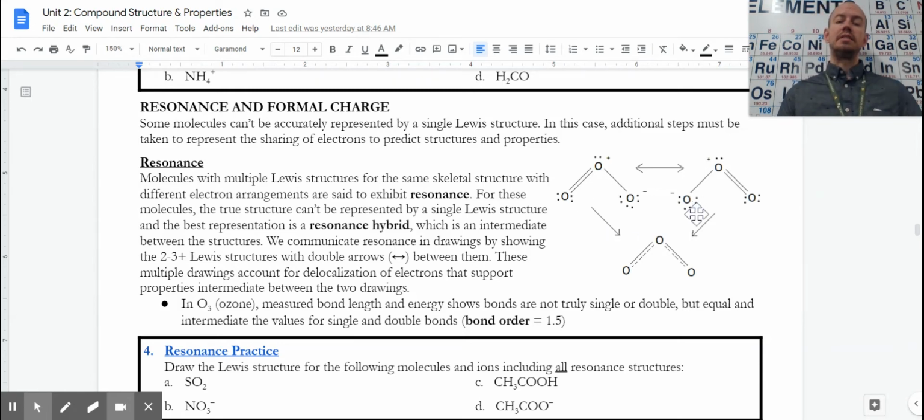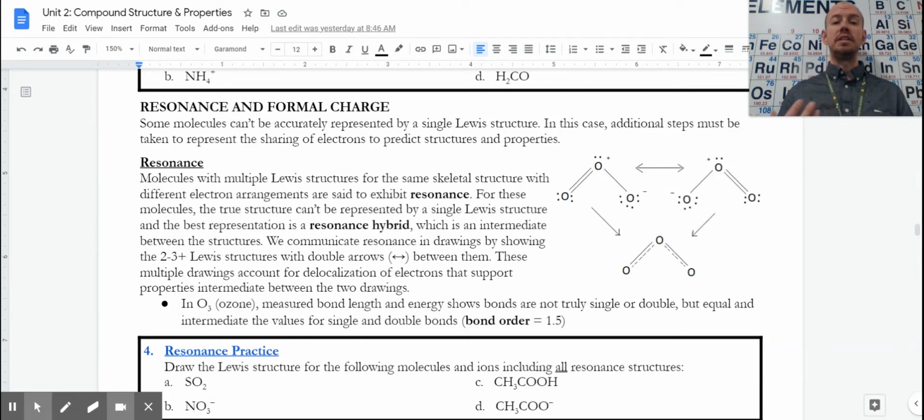O3 or ozone is an example of that. When you go through the steps, you may choose to put a double bond on the left, you may choose to put a double bond on the right, and you are kind of faced with, is one of those more right than the other? The true answer to that is that they're both right, and the structure really can't be best represented by just drawing one of those. In that case, we say that this molecule exhibits resonance, or that the actual structure is somewhere between the two.